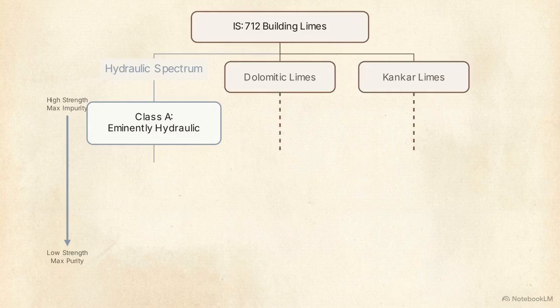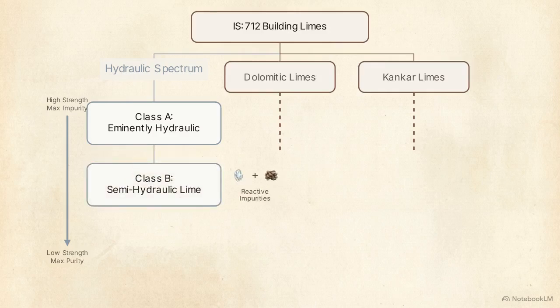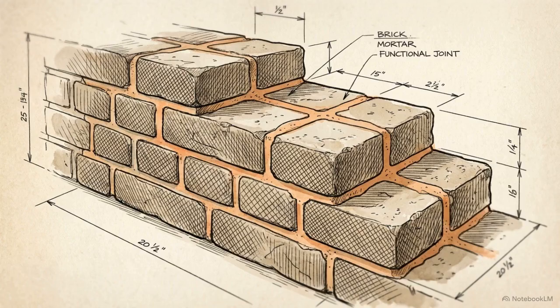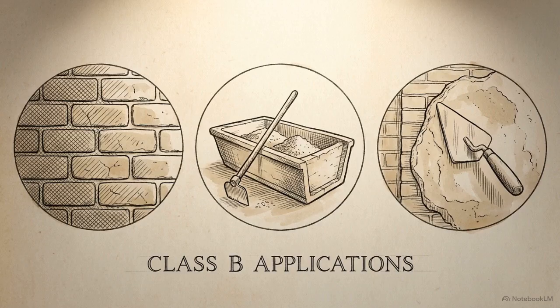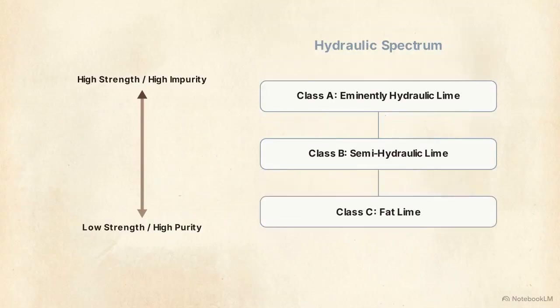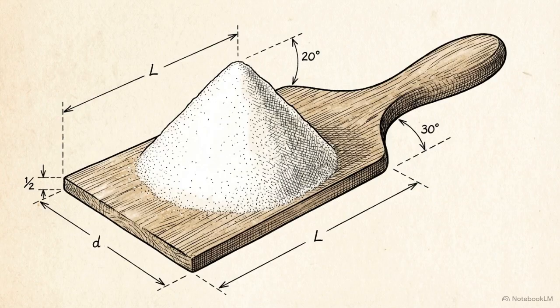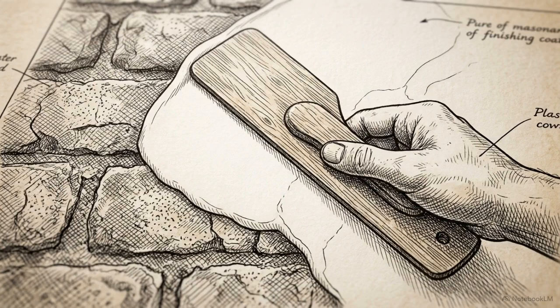Moving down the spectrum, we find Class B, the semi-hydraulic lime. With moderate impurities, its strength is reduced but still functional. The code assigns Class B to mid-tier structural roles: masonry mortars, lime concrete, and plaster undercoats. At the bottom of the spectrum is Class C, commonly known as fat lime. Fat lime has virtually 0 hydraulicity. It is essentially pure calcium.